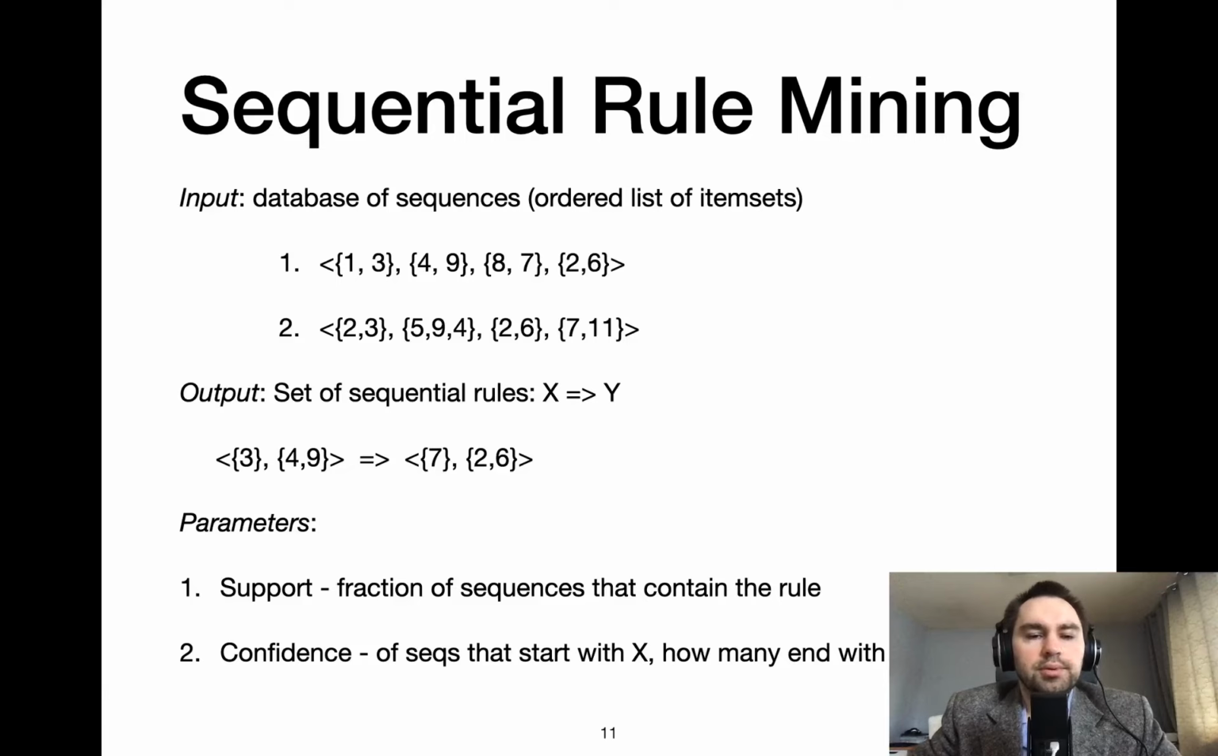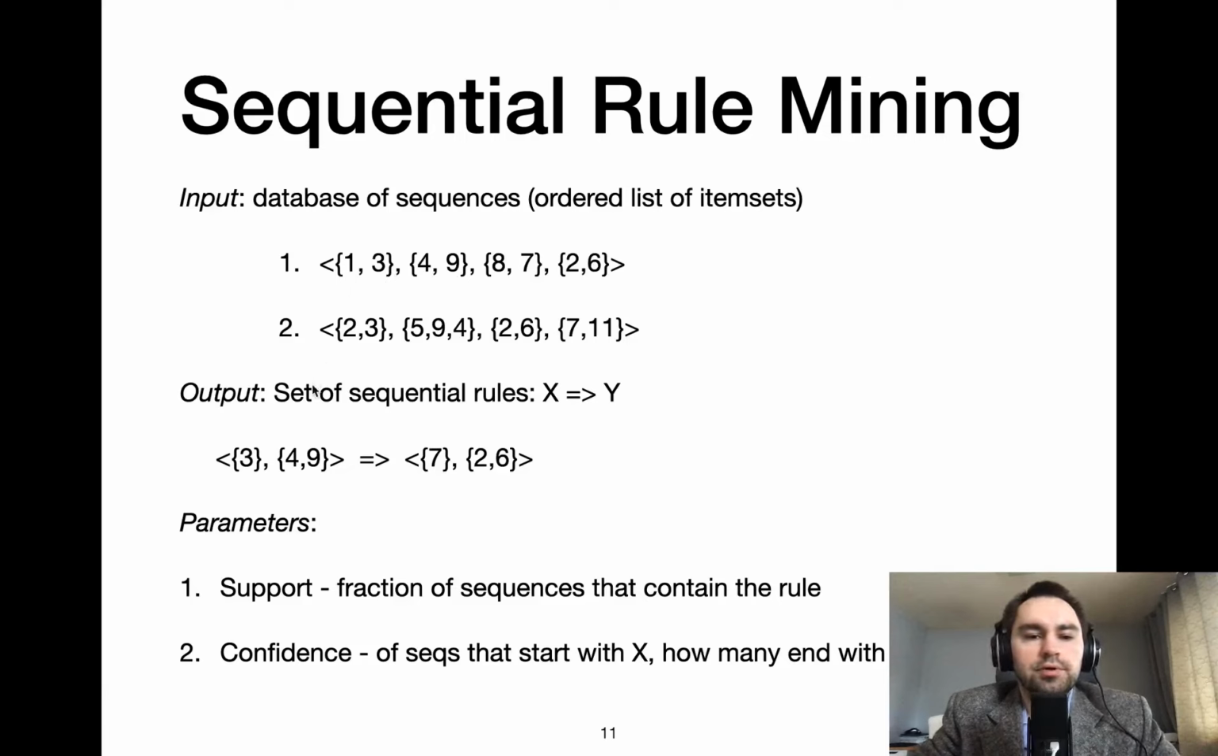The input is a database of sequences. Sequences are ordered lists of itemsets. As you can see, here's the first sequence. The first itemset is 1, 3. The second itemset is 4, 9, and so on. The items within each itemset are unordered, so 1, 3 is the same as 3, 1. But each sequence contains itemsets that are ordered with respect to each other. So whether 1, 3 came before 4, 9 or 4, 9 came before 1, 3 is important.